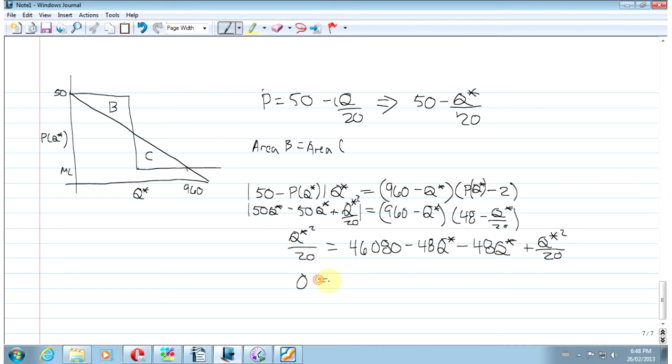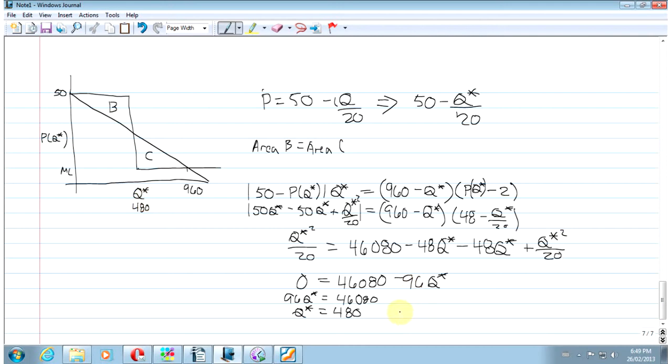So we'll have that 0 equals 46,080 minus 96 Q star. So 96 Q star equals 46,080, and then Q star equals 480. Now, if you're wondering how I did that division in my head, it's because I know a little trick about demand functions that you don't and probably shouldn't, because it will get you the wrong answer a lot of the time. So 480 is my Q star.